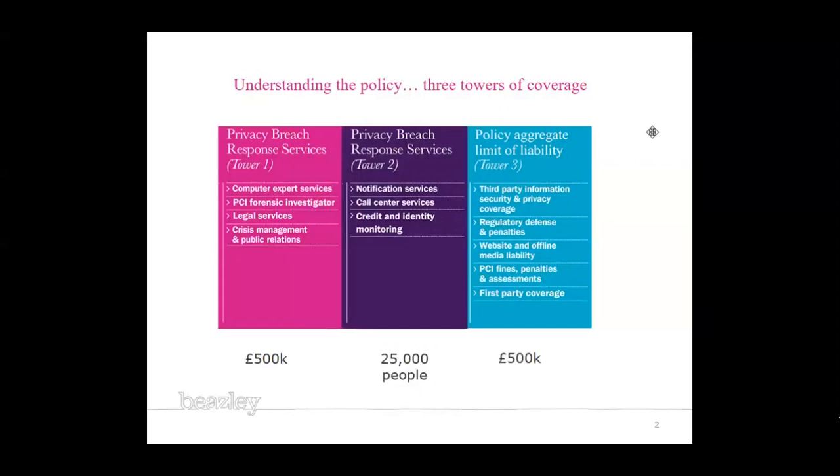So the good thing about the cover is that there are 3 columns and you get individual limits for each of those 3 columns. So you can use up the first one of investigation and you've still got a separate tower for notification. And if you notified everyone, you use all that up, then you get a third column, which is the liability cover, and that is intact as well.